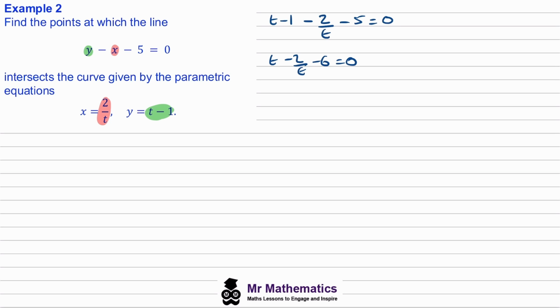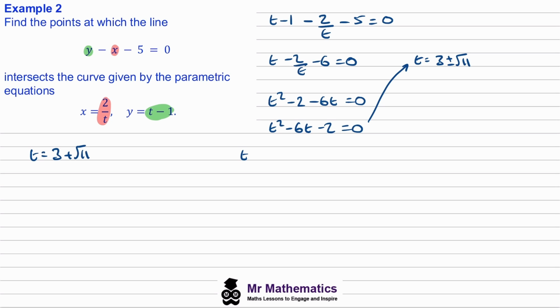Then we can create a quadratic and cancel out this denominator if we multiply everything by t. So t squared minus 2 minus 6t will equal 0. I'll rearrange this. t squared minus 6t minus 2 is 0. And then we can solve this quadratic on our calculators, and we get t is equal to 3 plus or minus root 11. What this tells you is that the parametric curve will intersect the straight line at 2 points. One where t equals 3 plus root 11, and the other where t equals 3 minus root 11.